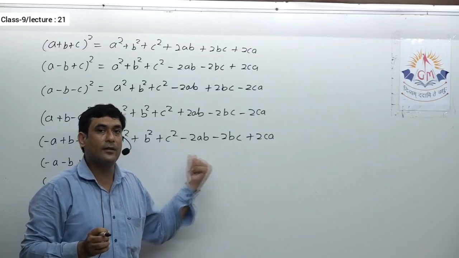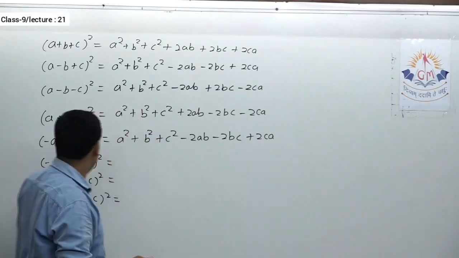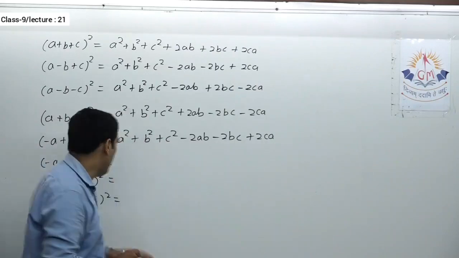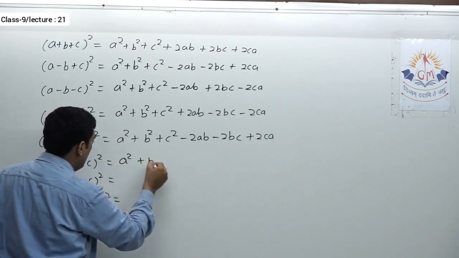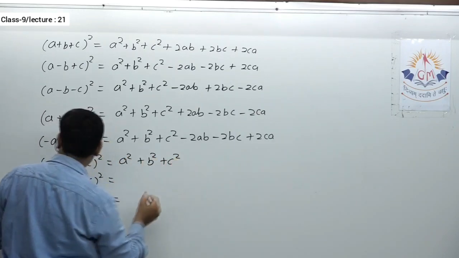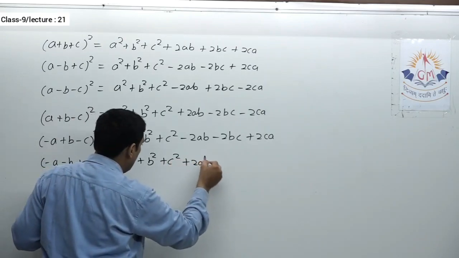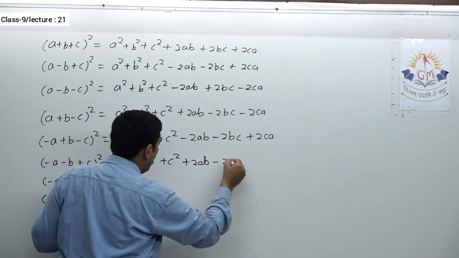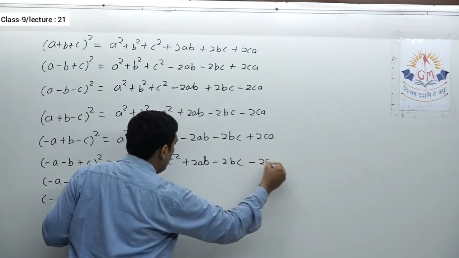In short, if both have different signs, it will be negative. If both have the same sign, it will be positive. So now next, again I write a square plus c square. Now both have the same sign, so plus 2ab. Here one is negative, one is positive, different sign, so minus 2bc. One is positive, one is negative, so minus 2ca.